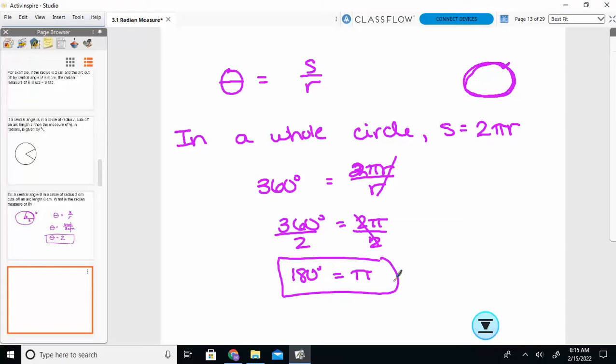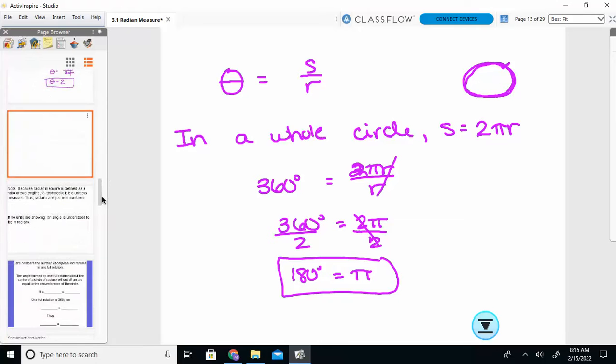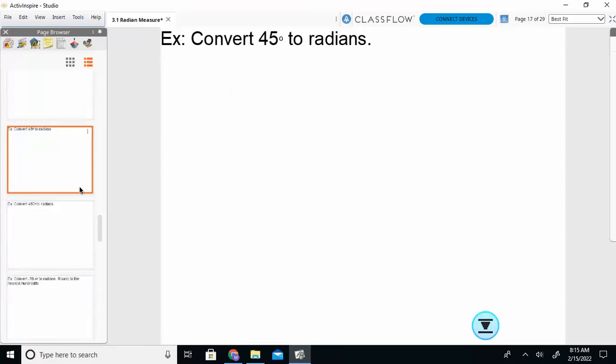Let's look at a problem. I want to change 45 degrees into radians. We have done conversions before, right? We set up those little ratios, like we're going between minutes and seconds. We would say 1 minute is 60 seconds, and set up that kind of ratio.